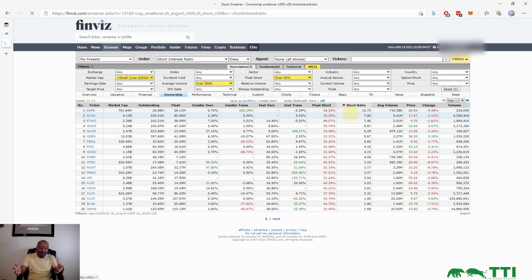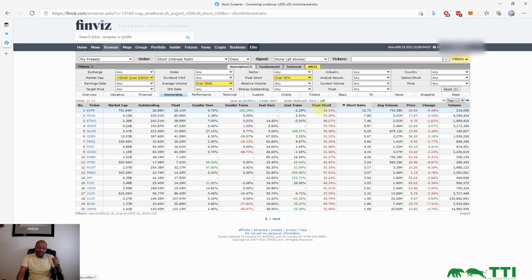So maybe less exaggerated is if 1 million shares are shorted and 100,000 shares trade on average, it takes 10 days for those shares to be exited. So that's what I want to see. I want to see this number high. I love it because that strengthens what we are trying to achieve.